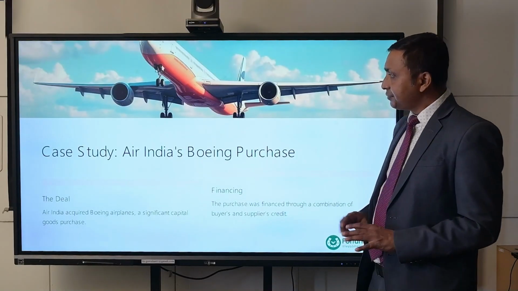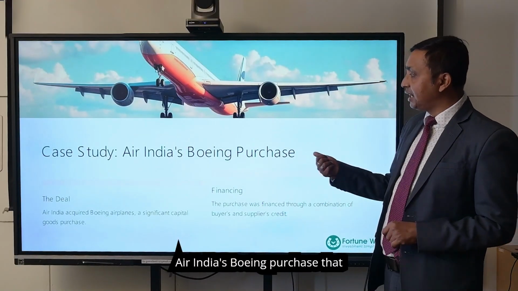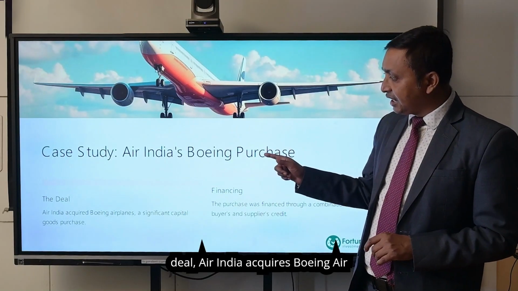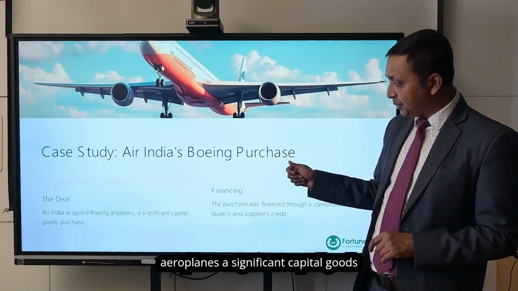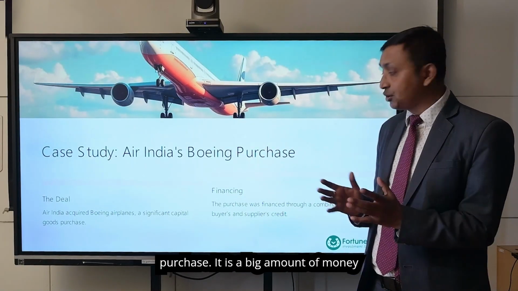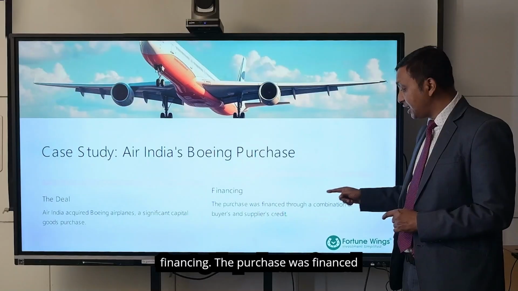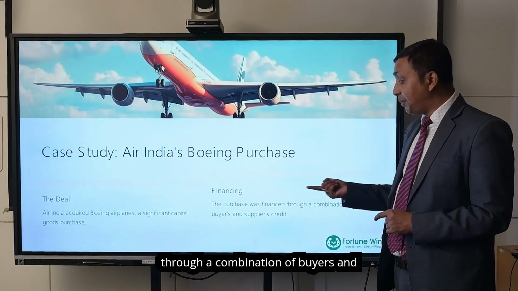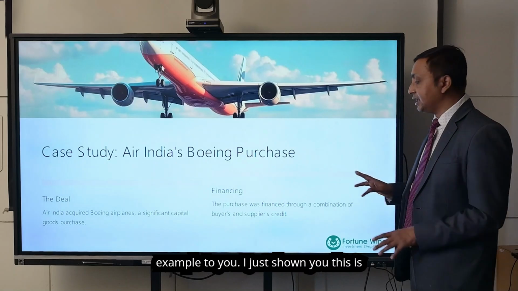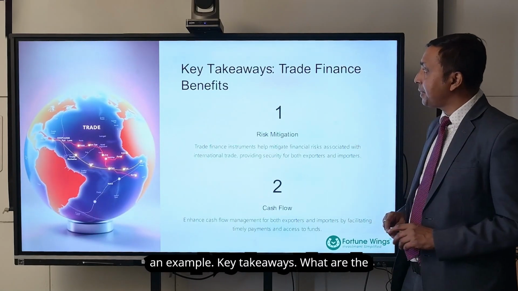I'm giving a case study, as I've told you. Air India's Boeing purchase deal. Air India acquires Boeing aeroplanes, a significant capital goods purchase. It's a big amount of money. The purchase was financed through a combination of buyers and suppliers credit. This is an example. I just showed you this as an example.